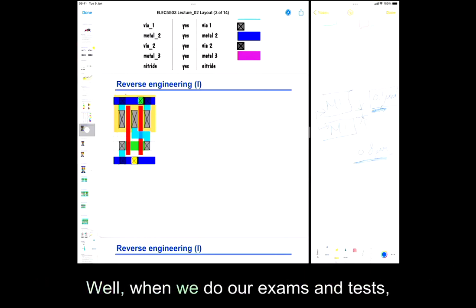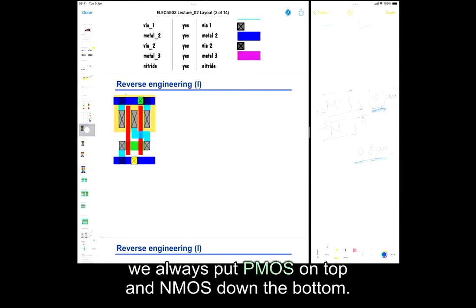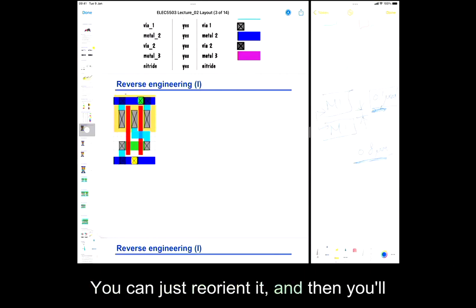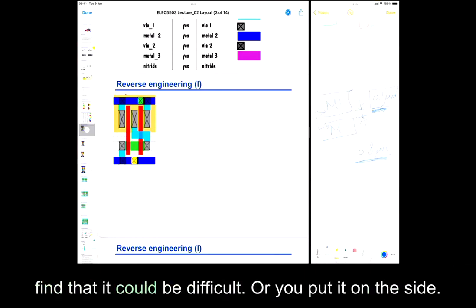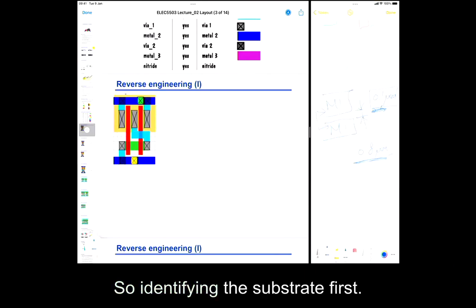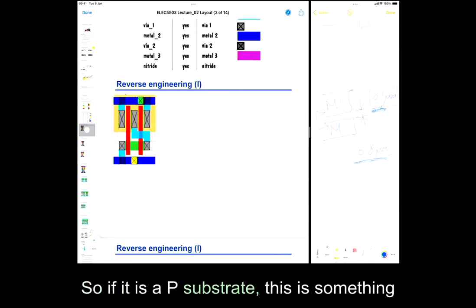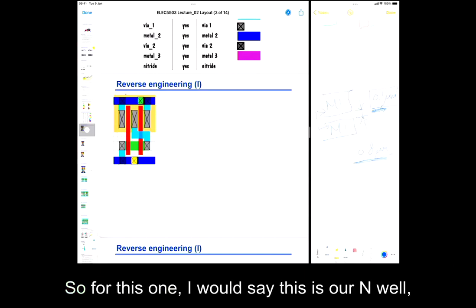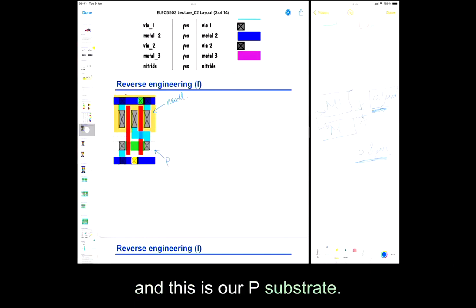Well, when we do our exams and tests, we always put PMOS on top and NMOS down the bottom. But this is a real thing. This is a real problem. You can just reorient it, and then you'll find that it could be difficult, or you put it on the side, you don't know which one is which. So identifying the substrate first. If it is a P substrate, this is something that we are familiar with, that's good. And then we identify where the well is. So for this one, I would say this is our N well, and this is our P substrate, okay?